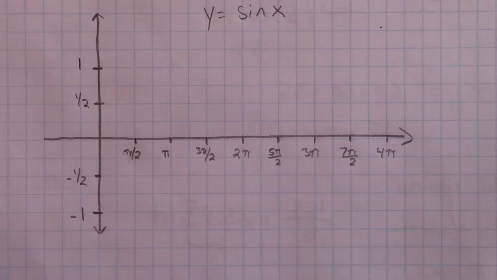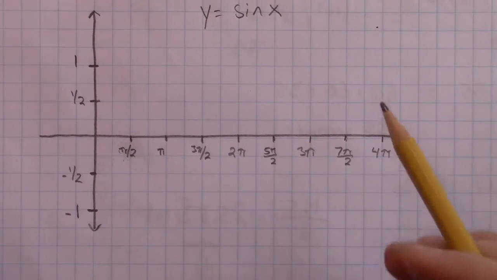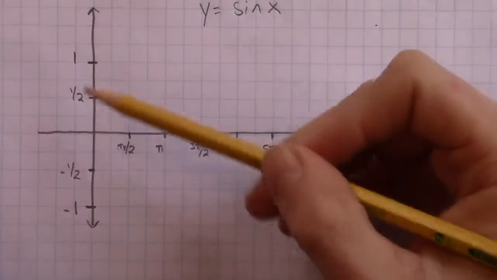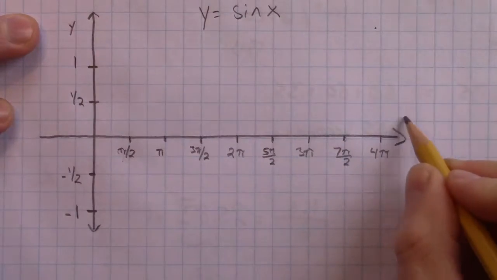Alright, so what I've done here is I've made a little graph, and there should be some things on here that look really familiar. First of all, we've got y equals sine of x. We could think about that x being just theta, an angle, right? And then I've got this y-axis here. That's this one, and then this is the x-axis right here, all right?